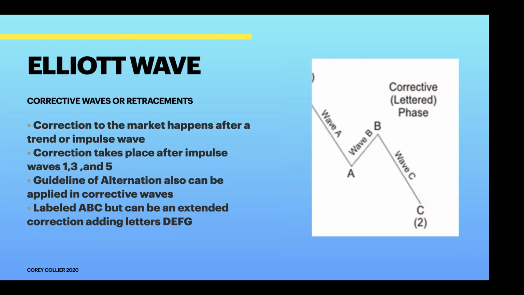Elliott wave, corrective waves or retracements, right? So now we're off of the momentum or the impulse waves or the trends, right? Now we're looking at the retracements. So notice that they're labeled differently, right? They're labeled with letters.